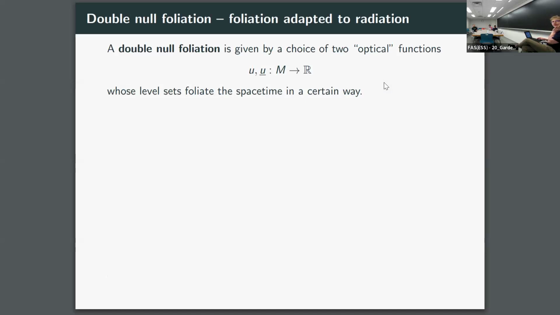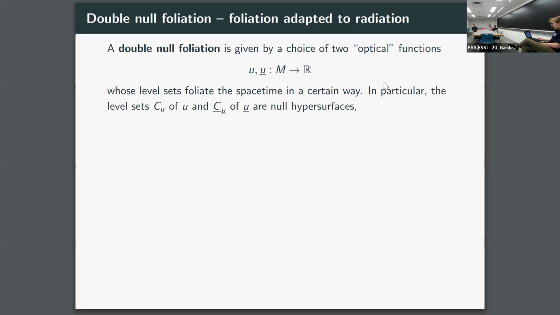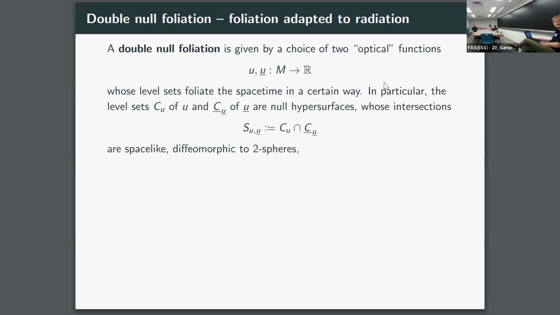Okay, so what's a double null foliation? It's given by a choice of two so-called optical functions. All that means is that they have gradients which are null vectors. And I'm going to require that their level sets foliate the spacetime in a certain way. Their level sets I'm going to denote Cu and C bar u bar. And I'm going to require that they're null hypersurfaces, that their intersections are space-like two spheres, and therefore that the spacetime decomposes with a very simple diffeomorphism structure.